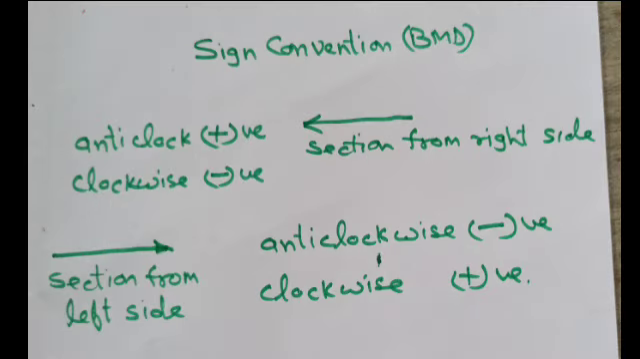Now, sign convention for BMD. If we take section from the right side, then anti-clockwise moments are taken as positive and clockwise moments are taken as negative. Similarly, if we take section from the left side, in that case anti-clockwise moments are taken as negative and clockwise moments are taken as positive. So this is the sign convention for SFD and BMD, which must be used while drawing the shear force and bending moment diagrams of the beams.